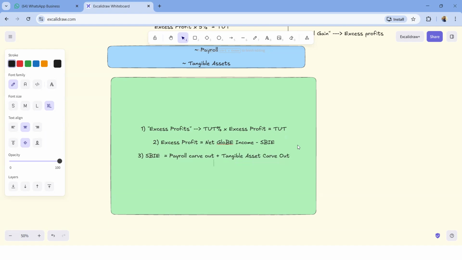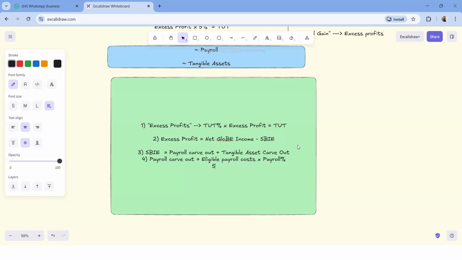Then what is the payroll carve-out? The payroll carve-out is nothing but eligible payroll cost times the SBIE rate, or payroll rate. You know where to get that. And what is eligible payroll cost?